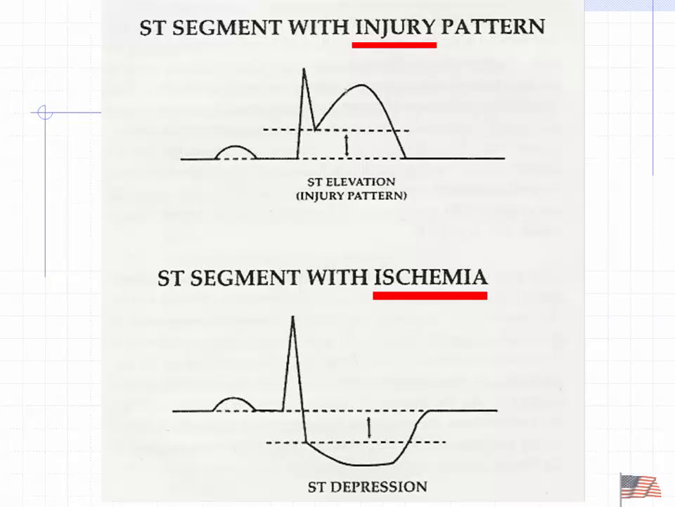So ST segment, when we have injury, it actually elevates. When we have ischemia, it actually becomes depressed. Changes in the ST segment are indicative of either ischemia or injury. Let's leave it there. And for infarction, it's totally something else. Ischemia is depressed, injury is elevated.